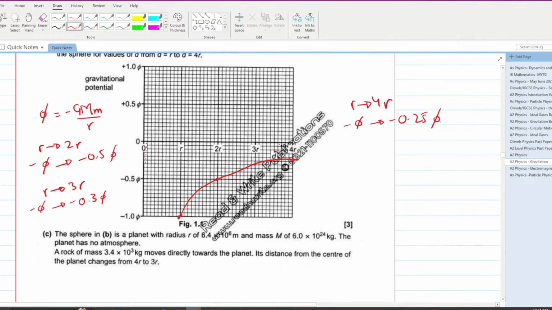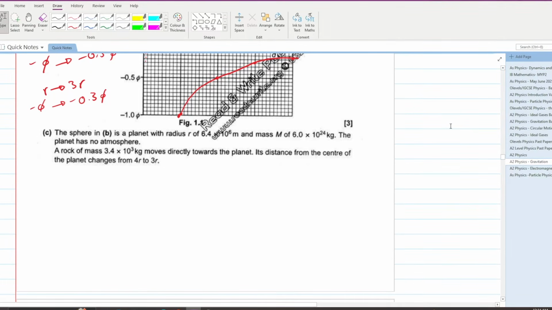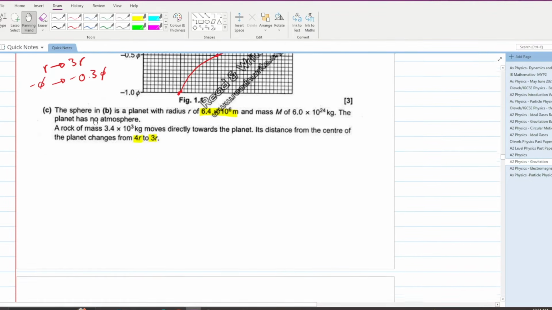Simple as that. The sphere in B is a planet of radius this. You are given the radius and a mass. The radius and mass are of the planet Earth, so this is quite evident. A rock of mass 3.4 into 10 raised to the power 3 kg moves directly towards the planet. Its distance from the center of the planet changes from 4r to 3r.